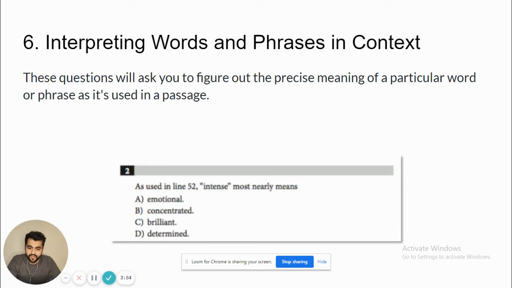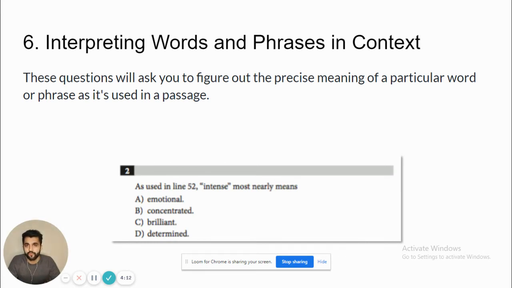And the last type is interpreting words and phrases in context. This is my favorite type because this is the easiest one. So these questions will ask you to figure out the precise meaning of a particular word or phrase as it is used in a passage. So the question is, as used in line 52, intense most nearly means.